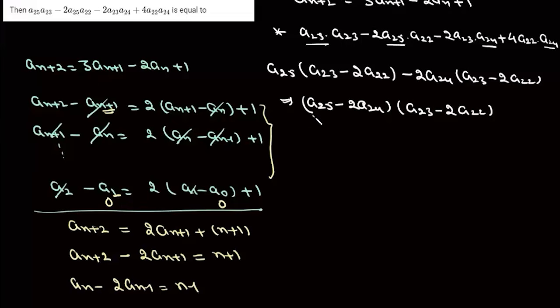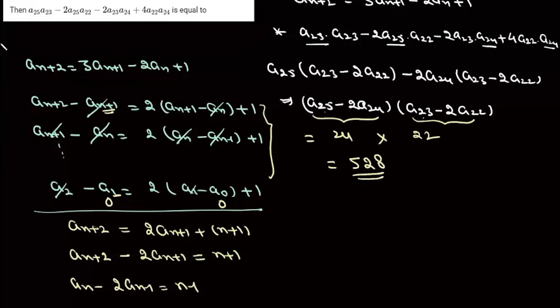Now here we have A25 minus 2 A24. Here the value of n is 25. So 25 minus 1 is 24. And A23 minus 2 A22. n is 23. So it will be this 22. So value of this result is 24 into 22, which is 528. So value of this expression, it will be 528, and that is the answer to this question.